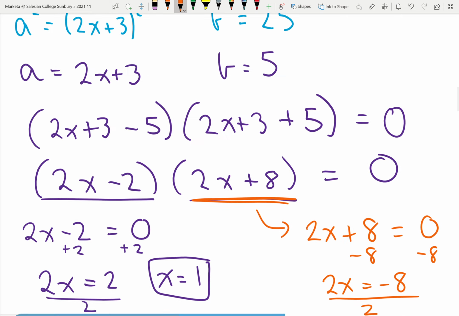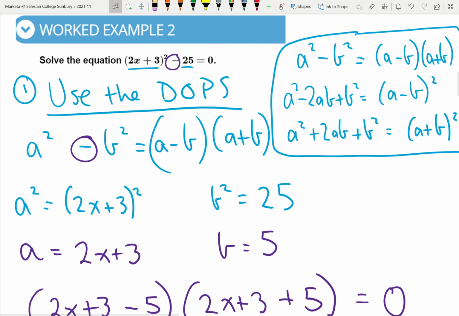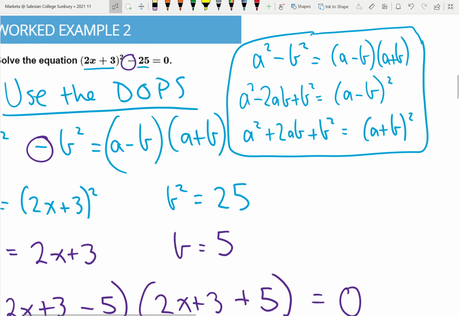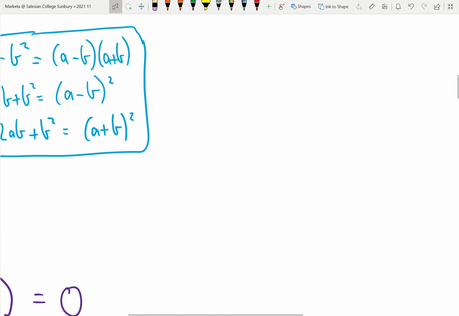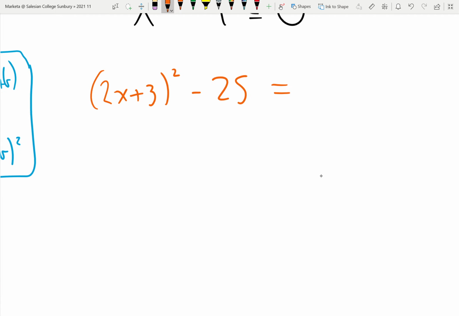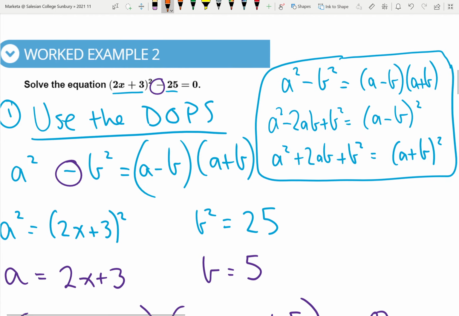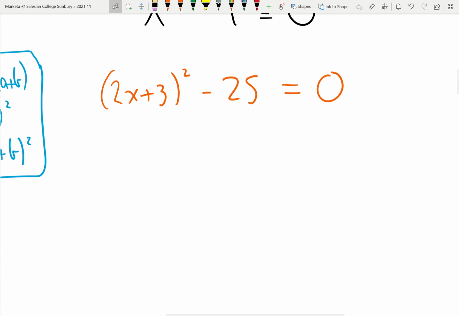And that's if we use the identity a squared minus b squared. I'm going to do this question a second time because you don't need to use that identity if you don't want to. You can do it in a different way. So 2x plus 3 squared minus 25 equals 0. Let's double check. Yes. So let's now just solve it by undoing the equation.